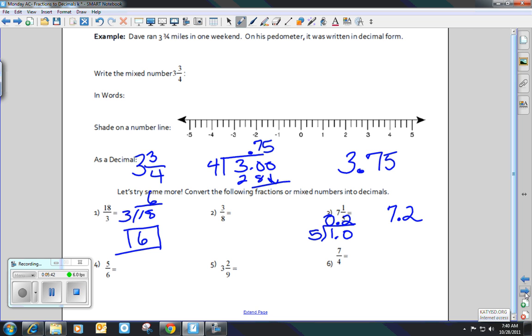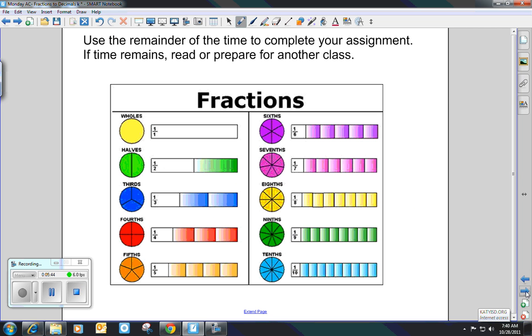All right, you're going to complete these exercises, and we're going to talk some more about this in class. Here's some picture forms of fractions, just to remind you what fractions look like in bar form.